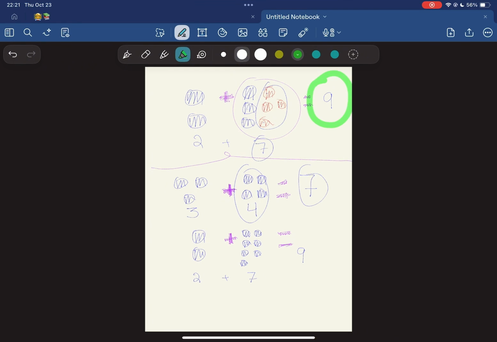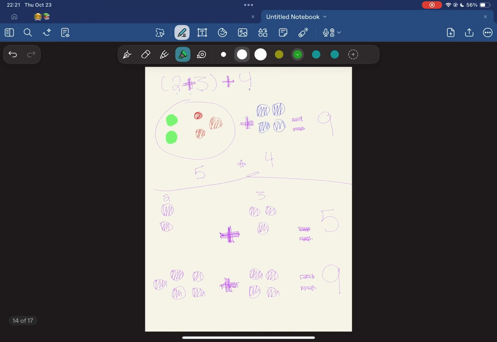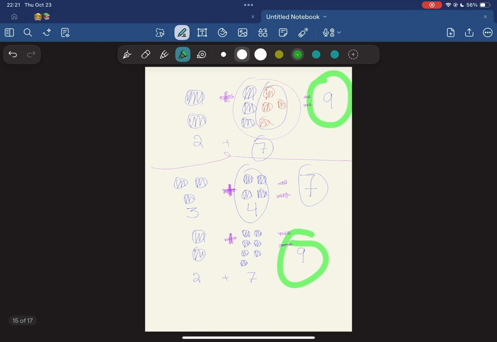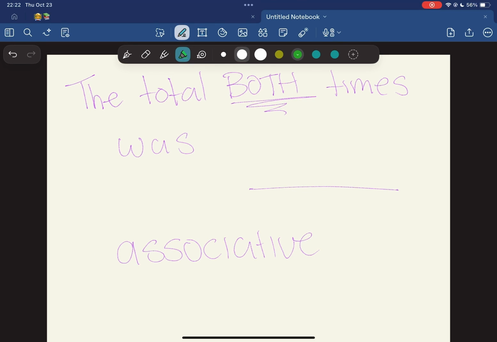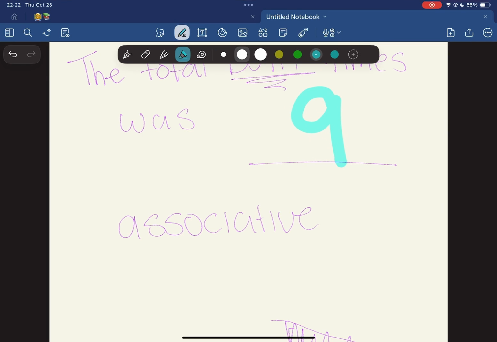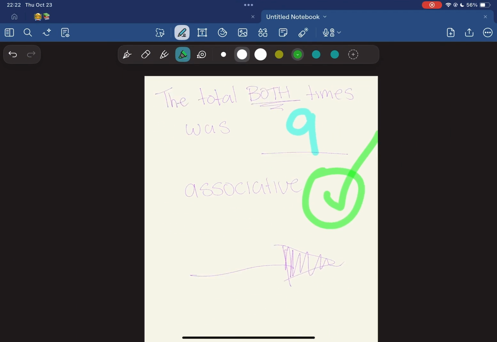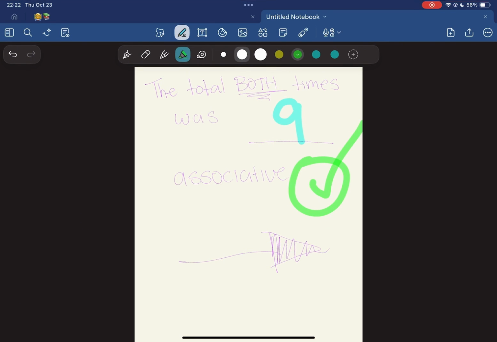We have 9 and 9 again. And then we had 9 and 9 over here. So, the total for both of our little examples here was 9. So that means that this addition is going to be associative. It doesn't matter how you group the numbers, it stays the same.